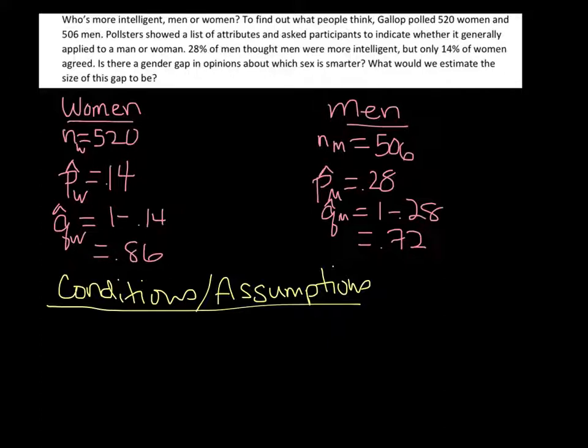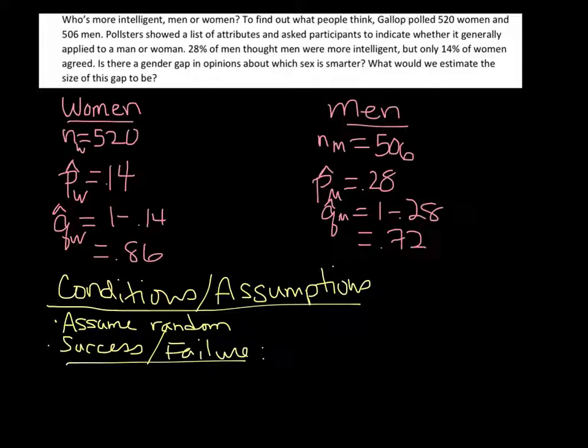First of all, they don't specifically tell us that we had random samples of men and women. We're just going to make the assumption there. In general, Gallup polls do have random samples, so we're going to just assume that they are random. Now, unfortunately for the success failure, it's going to be a lot longer, and there is really no way around that. So you have to do success failure for both women and men.